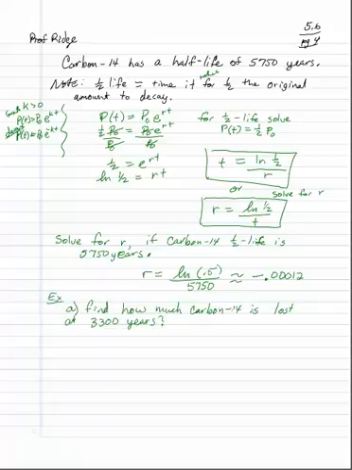Okay, so find how much carbon-14 is lost at 3,300 years. So we know P of 3,300. We don't know the P sub 0 amount, so we're going to give this answer as a percentage. So e to the negative 0.00012 times 3,300, that's going to be equal to P over P0. Punch this in your calculator and you should get 0.673.